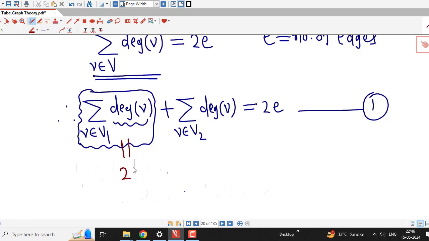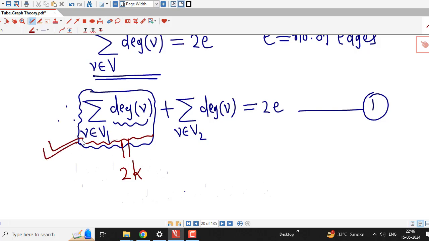Suppose we denote that even number by 2 times k, where k is an integer. Because degree of v is even for each v belonging to V1, this summation is nothing but the sum of even numbers, and the sum of even numbers is always an even number.